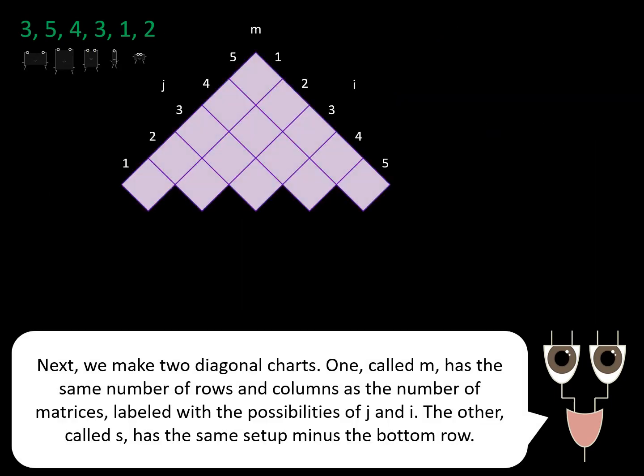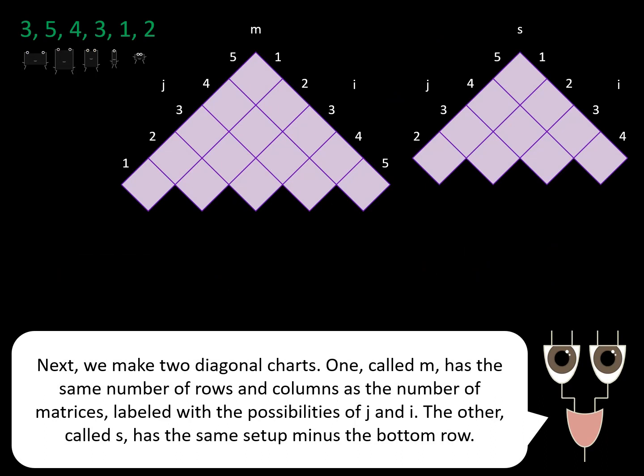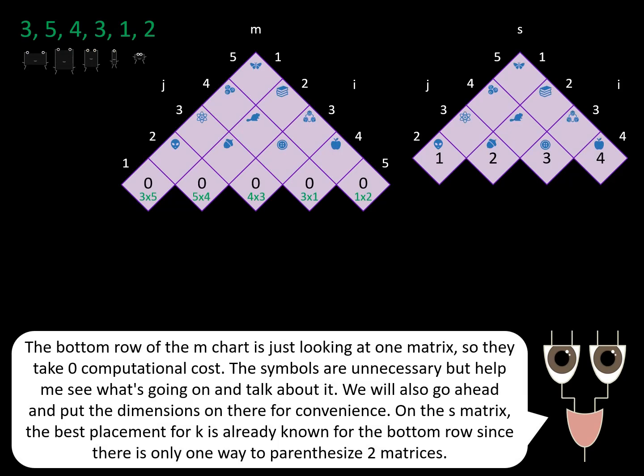Next, we make two diagonal charts. One, called M, has the same number of rows and columns as the number of matrices, labeled with the possibilities of J and I. The other, called S, has the same setup minus the bottom row. The bottom row of the M chart is just looking at one matrix, so they take 0 computational cost. The symbols are unnecessary, but help me see what's going on and talk about it. We will also go ahead and put the dimensions on there for convenience.